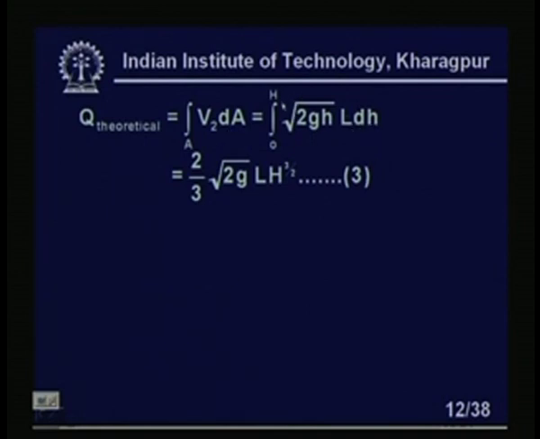This will be equal to the integral where L is constant and only H is variable. So, we have converted this integration to vary from 0 to H. If I do it, I will get the expression equal to 2 by 3 times the square root of 2 g, into L, H to the power 3 by 2. Please note it is H to the power 3 by 2. This is equation number 3.